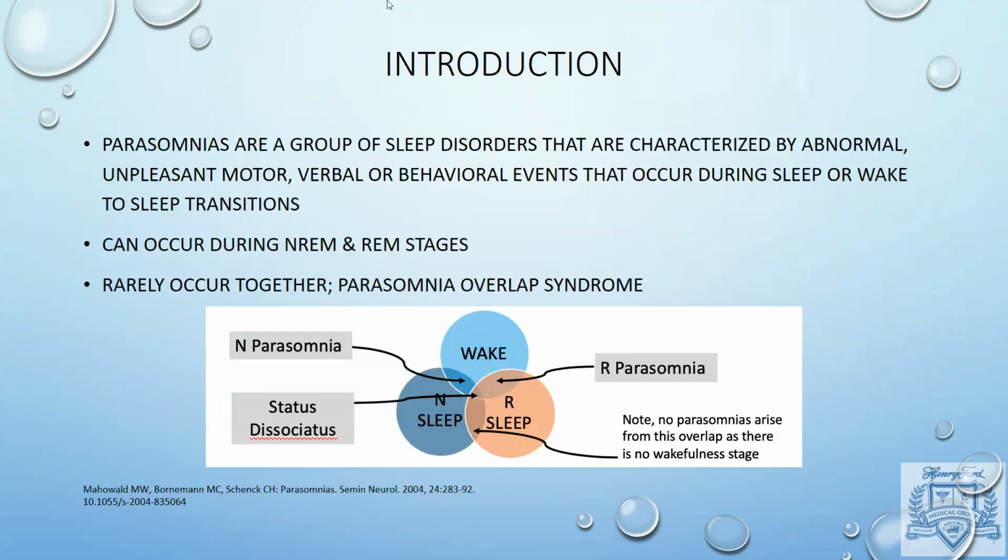Introduction to parasomnias. We know parasomnia is just abnormal behaviors when they're sleeping. To define it more accurately and precisely, it's a group of sleep disorders characterized by abnormal, unpleasant motor, verbal, or behavioral events that occur during sleep or wake-to-sleep transitions. As you can see in this diagram, you've got wake, non-REM, and REM sleep. Usually the parasomnias occur when there's an overlap between wake and one of the sleep stages. Very rarely could it occur during both. A patient can have non-REM as well as REM. If it does, then it's called an overlap syndrome, and it's usually not that common.